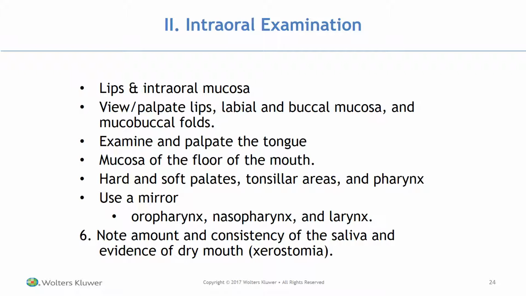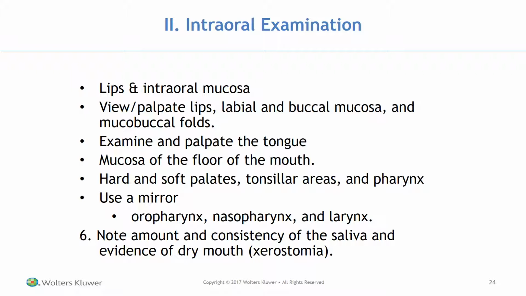Then you want to view and palpate the lips, the labial mucosa and the buccal mucosa, and the mucobuccal fold, which is right at the top or the bottom there, right? Where it transitions from the lining mucosa to the masticatory mucosa. We want to look right in there, okay?